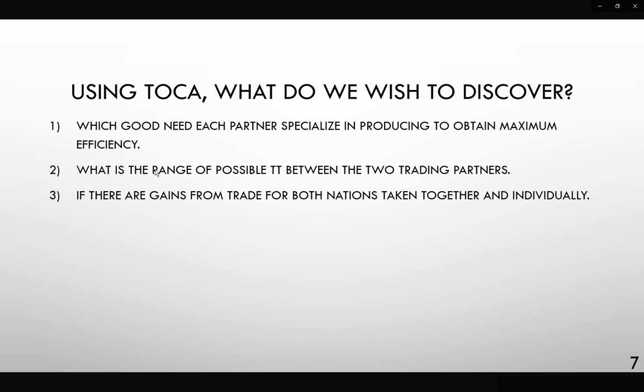Also, we want to know what the terms of trade will be. Who cares about that in itself? I couldn't tell you, but as part of learning this, we want to learn what the possible terms of trade can be between two countries once they specialize where they have the quote comparative advantage end quote. We also want to know, and we've already talked about this, if there are gains from trade for both nations taken together and individually. Will each country be better off? Will the world be better off together?